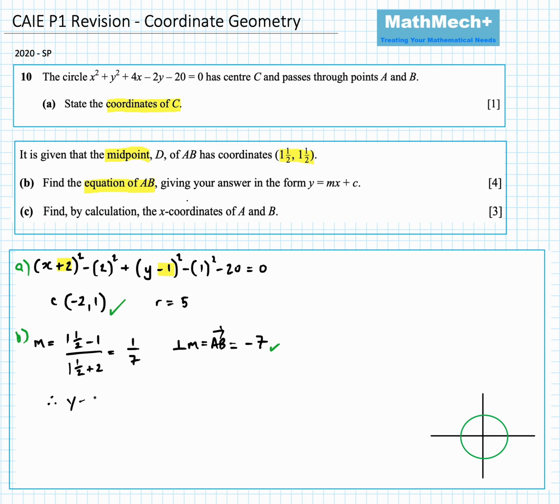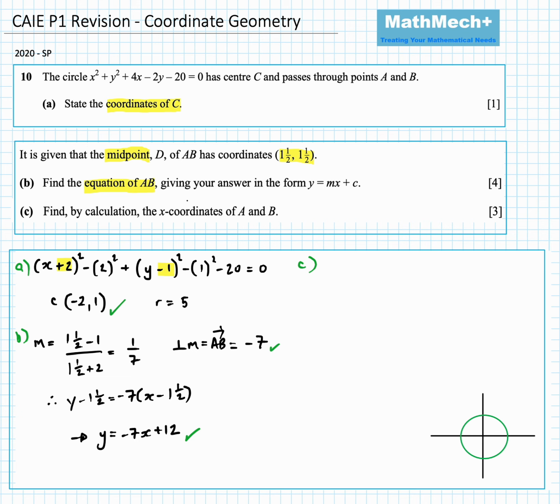To find the equation of AB, we now plug in one set of those values. So we use the 1.5 set for x and y. And when you simplify that again, you get y is equal to minus 7x, and you get 7 times 1.5, which is 10.5, plus 1.5 is 12. And that's our second part done.